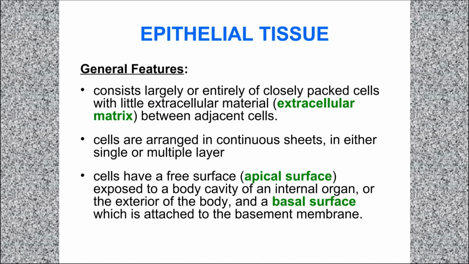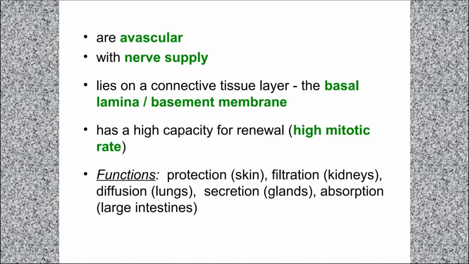So what are epithelial cells? They consist largely or entirely of closely packed cells with little extracellular material, and the cells are arranged in continuous sheets. The upper surface is called the apical surface, and the lowermost surface is called the basal surface, which forms the support. Epithelial cells are avascular, but they do have a nerve supply. These cells lie on the connective tissue layer and the basal lamina, also called the basement membrane. So it has a high capacity of renewal, meaning regrowth, or a high mitotic rate.